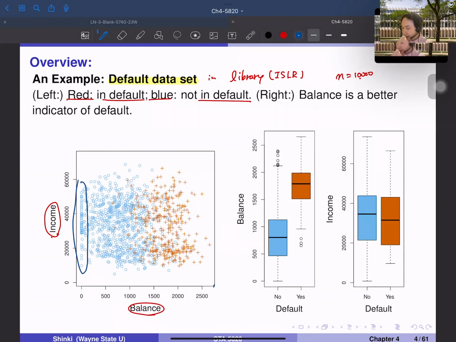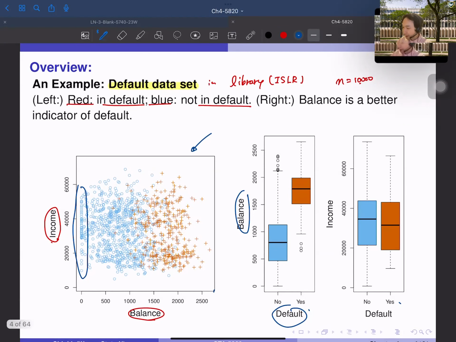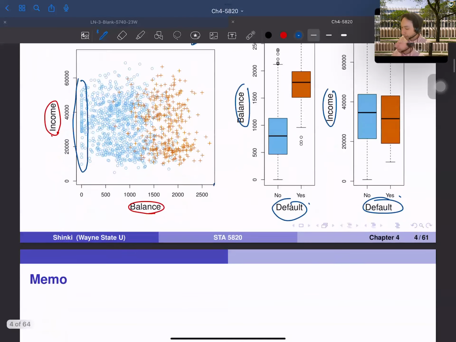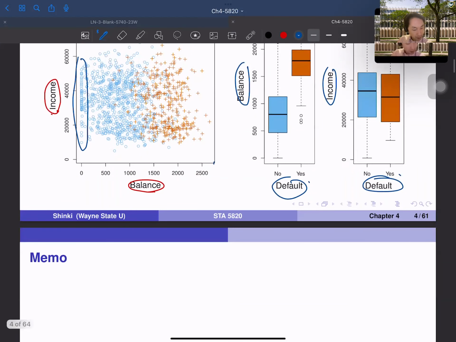So the first thing we can do is this scatter plot, and also you can see these marginal distributions. If we see the balance by default status, then the people who have defaulted have larger balance, maybe a certain period before their default. But the income level does not really matter for the default status. So that is the one thing.